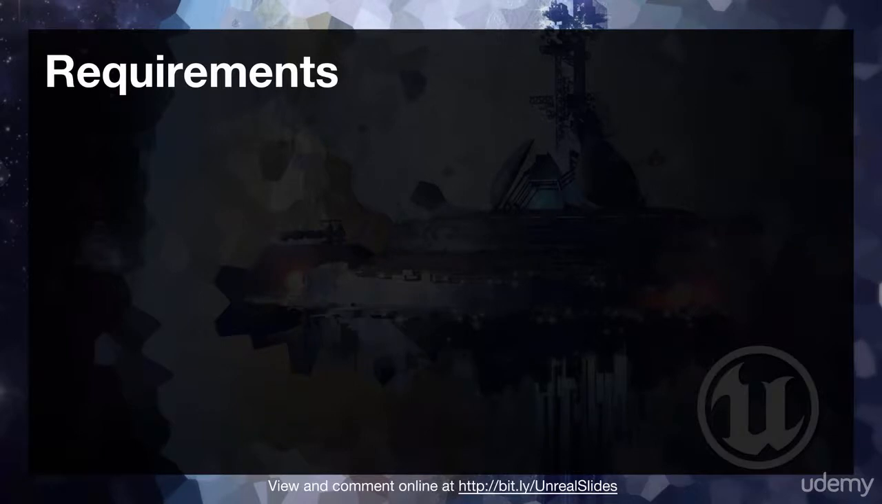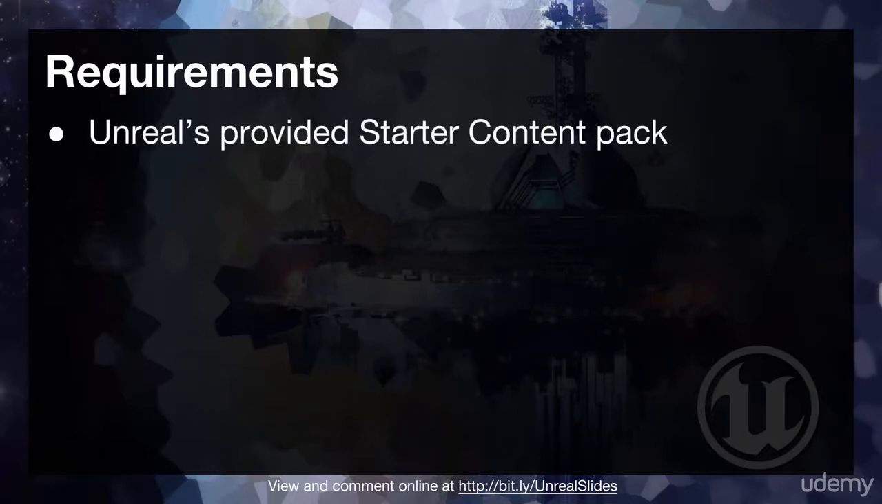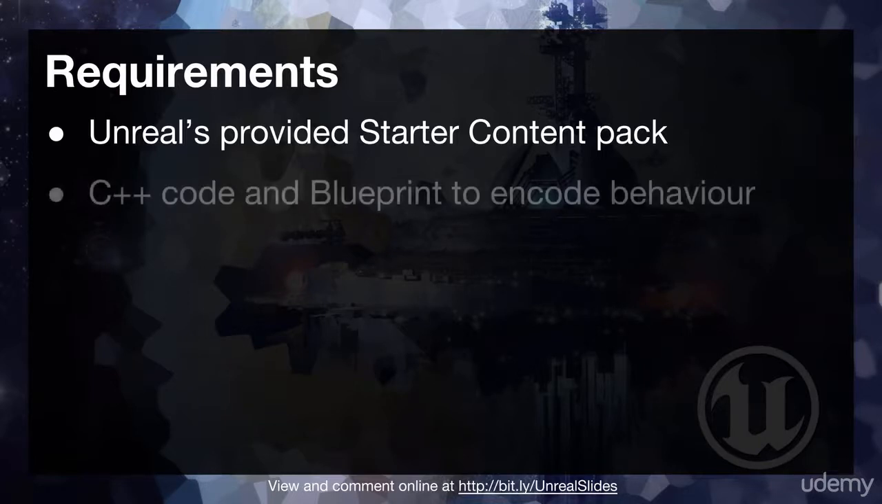Requirements. So what does this thing need to make it happen? Well, we're going to use Unreal's provided starter content pack. That's got plenty of wall sections and a table and a chair and some lights and doors and door frames and all the stuff we really need. If you've got assets that you've either bought or made and you want to bring those in, absolutely do that. But I'm just going to start with the starter content so we're all on the same page.